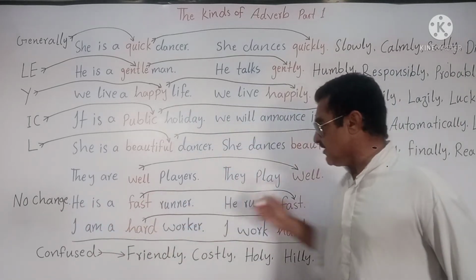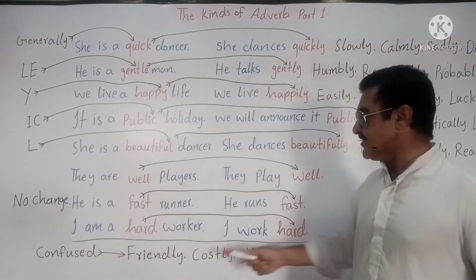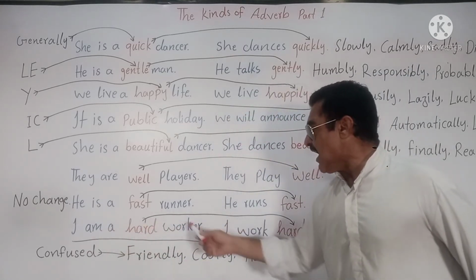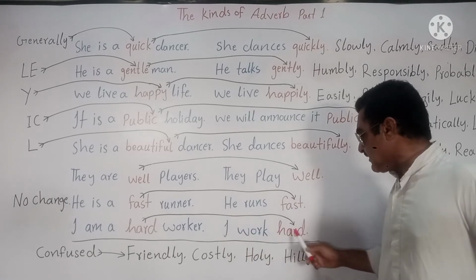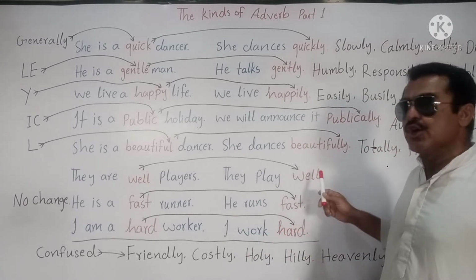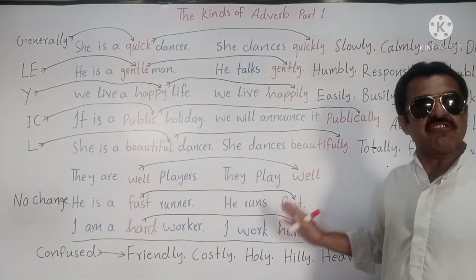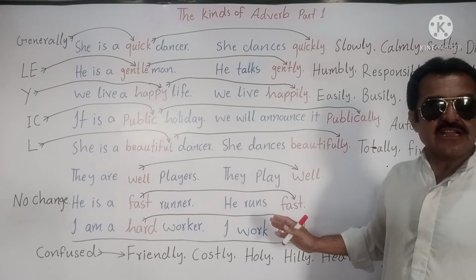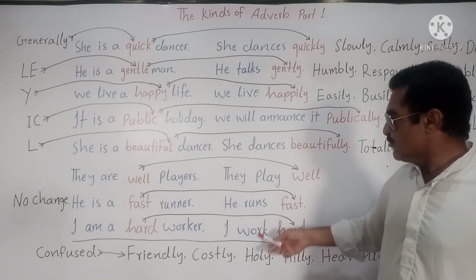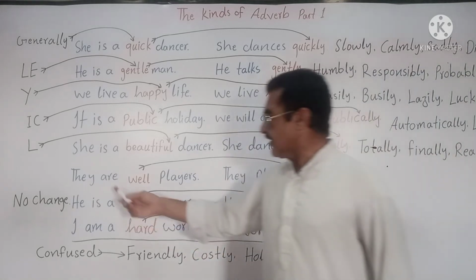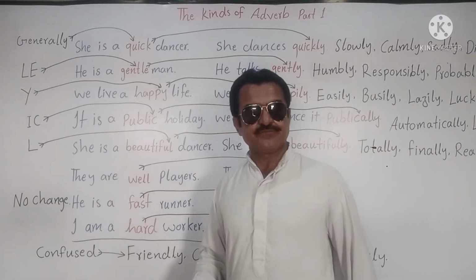Well, fast, fast. Hard, hard. You can see the sentence: I am a hard worker. I work hard. No hardly, no fastly, okay? No willy. Well, fast, hard: these are adverbs. You can see they have been used with ordinary verbs: play, run, work. Okay? Is, are, am.